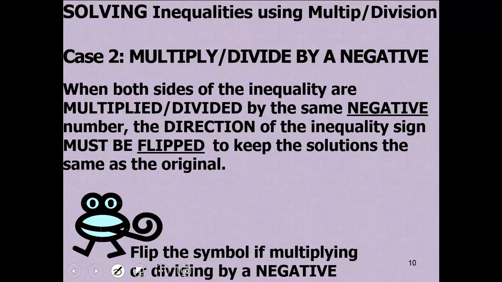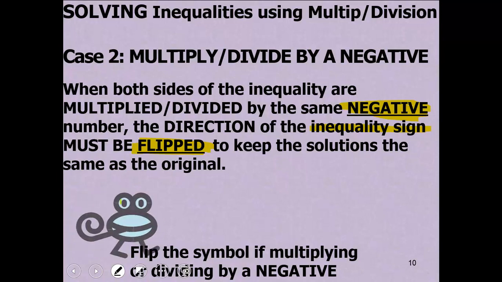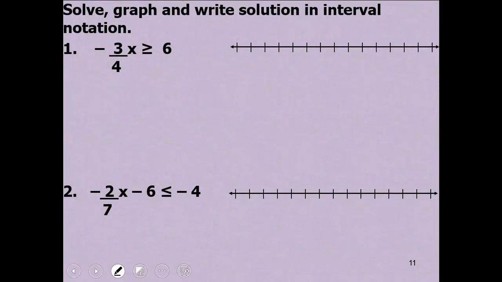When we multiply or divide by a negative number in inequalities, we have to make one important flip. If you divide by the same negative number, highlight this, the same negative number, you must flip the direction of your inequality sign. Your inequality sign must be flipped. Flip the symbol if multiplying or dividing by a negative.